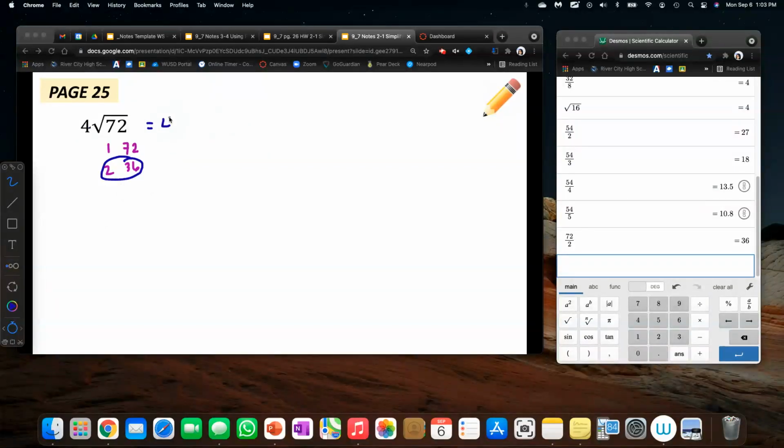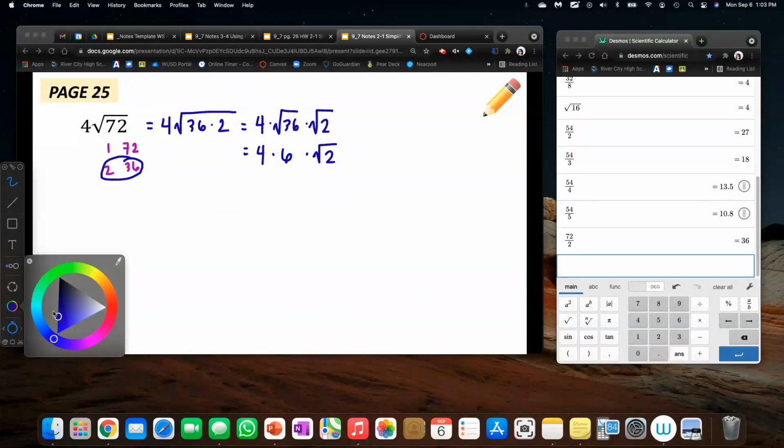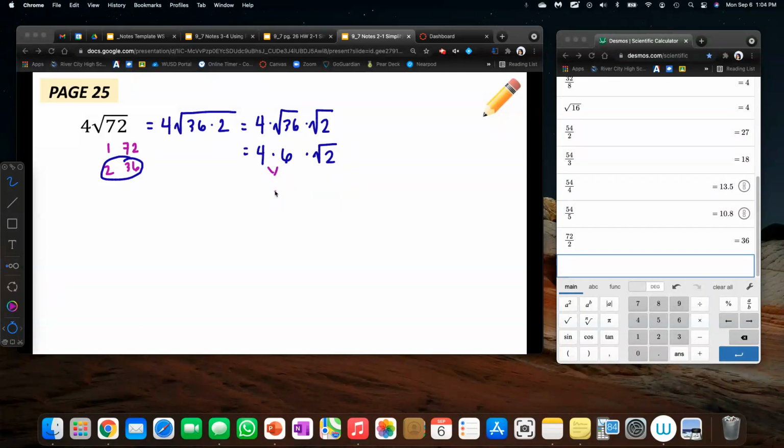All right, so the 4 is going to stay on the outside, and I'm going to rewrite this as 36 times 2, and then split. So it's going to be 4 times the square root of 36 times the square root of 2. Well, 4 is just going to stay 4. The square root of 36 is 6, and then we have the square root of 2. Okay, last thing we can do: the numbers on the outside, we are allowed to multiply those. So 4 times 6 is 24. So this is going to be 24 times the square root of 2.